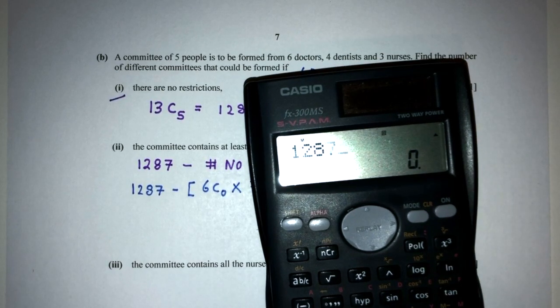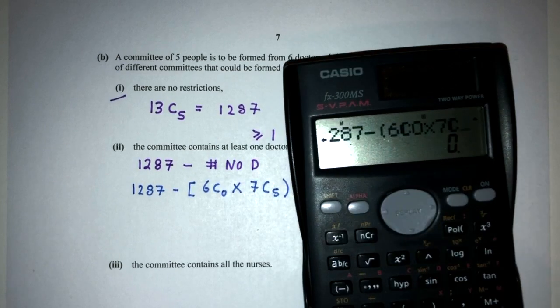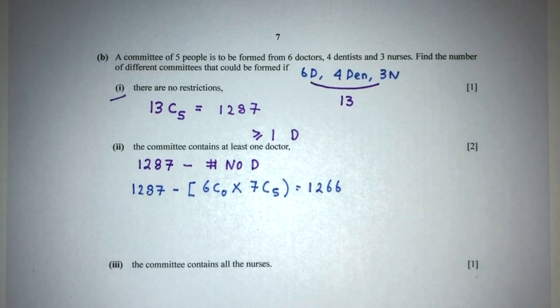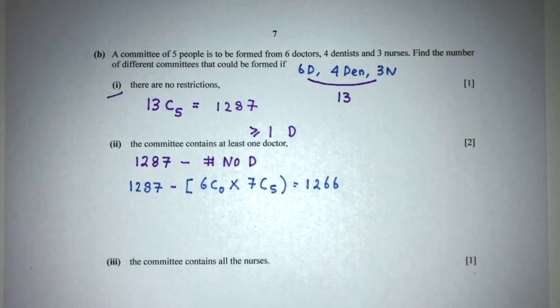So 1287 minus 6 choose 0 times 7 choose 5. That will be 1266. That is one of the ways of doing this question. Now let's try the other case. If you prefer, that is also a way of doing this question.